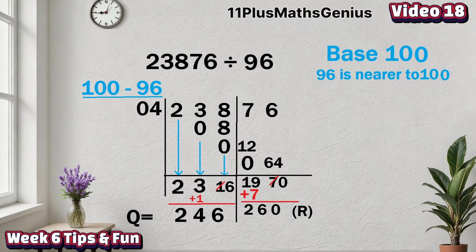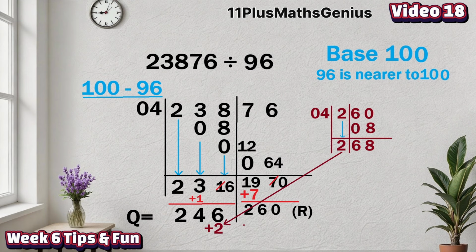Now for the remainder part, we have 260, which is more than 96. So we divide it further. We bring down 2. 0 times 2 is 0. 4 times 2 is 8. So we have 2 quotients and 68 as a remainder. So our total quotient is 246 plus 2 or 248. Final answer is 248, remainder 68.